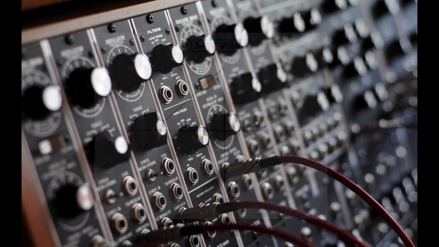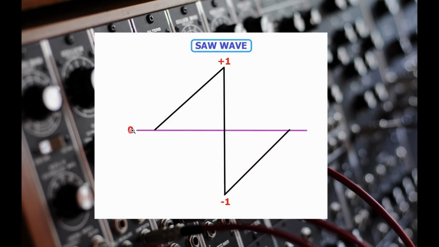Now let's take a look at a saw wave. This is very similar to the sine wave, except when it reaches the positive peak, it will jump to the negative peak and continue to rise up from there. Our representation is showing a start value of 0, peaks at +1, jumps down to -1, continues upwards to 0, and repeats the cycle again.